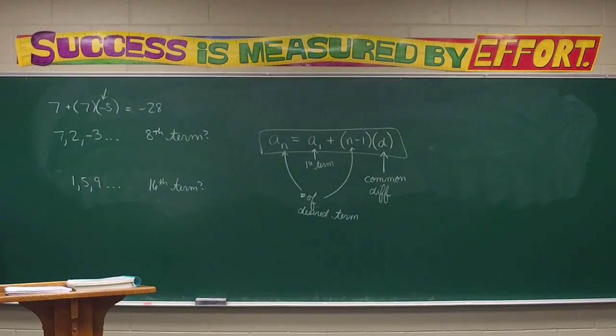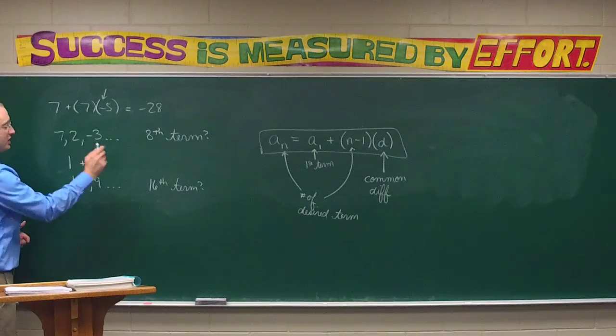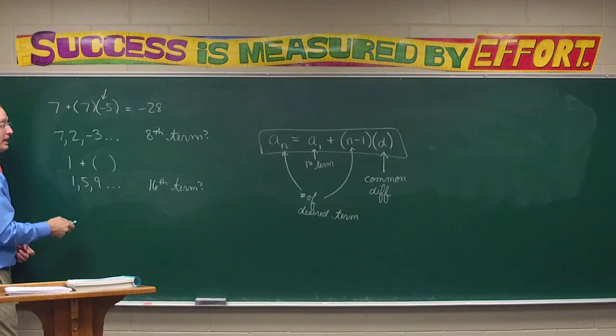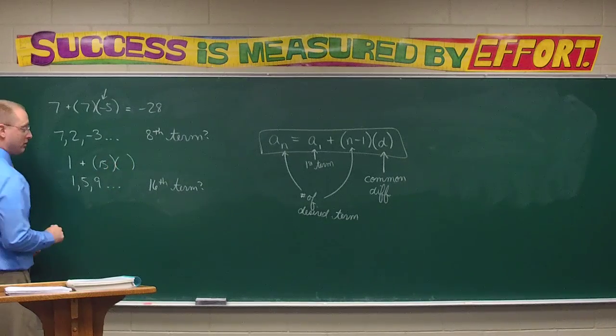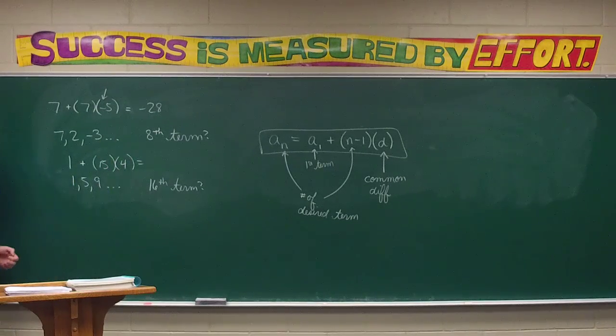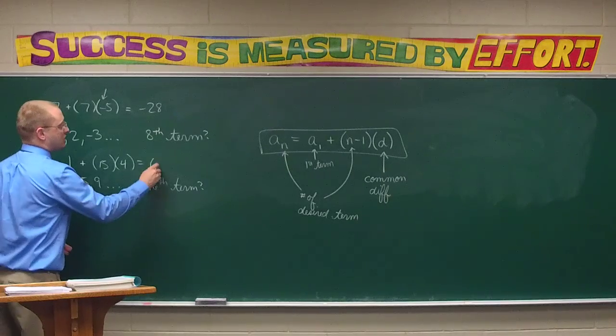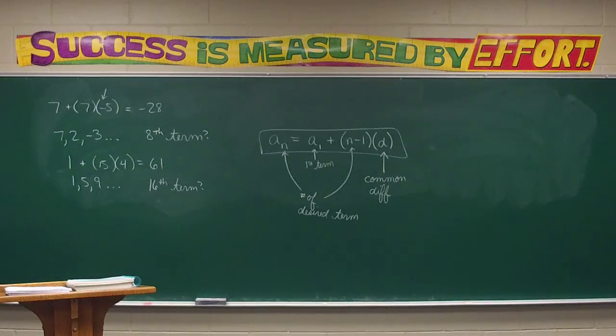We want the 16th term, but of course, class, we start with the 1, which is our first term. And since it's the 16th term we're finding, we're going to multiply 15 times the common difference, which is, Kendall? 4. And so our 16th term ends up being 61. How many had 61 for the second problem? All right, questions on this one.